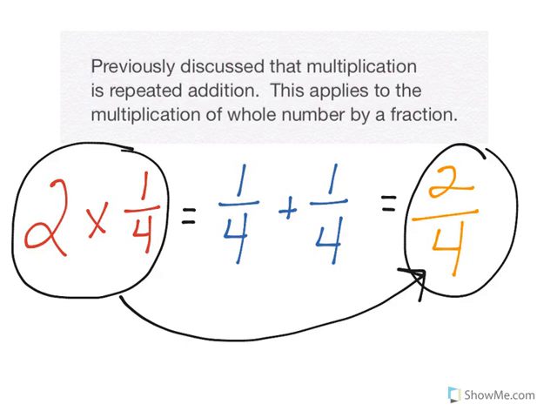We could then take this one step further and reduce 2/4. We could divide both the 2 and the 4 by their greatest common factor of 2. When we divide 2 by 2, we would get 1, and 4 divided by 2 would be 2. So 2/4 would be equal to 1/2 in lowest terms.